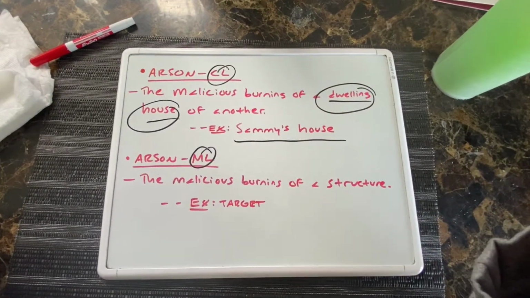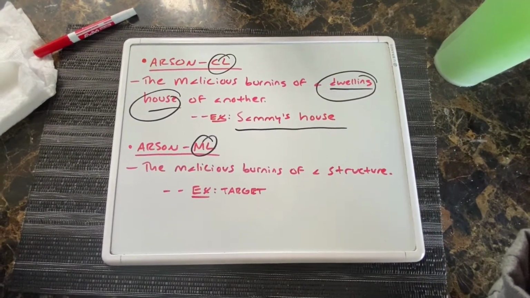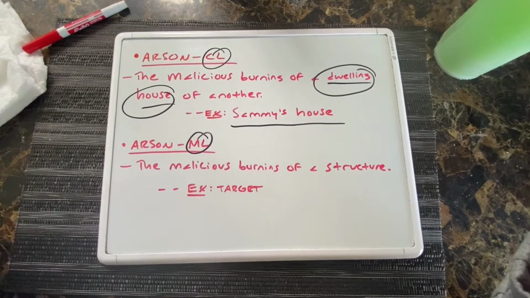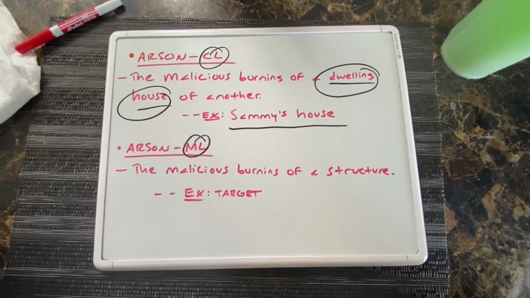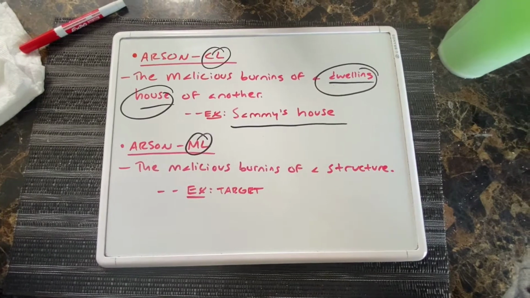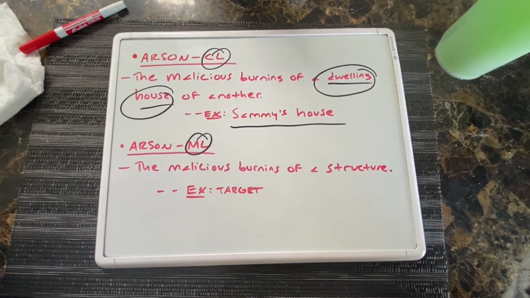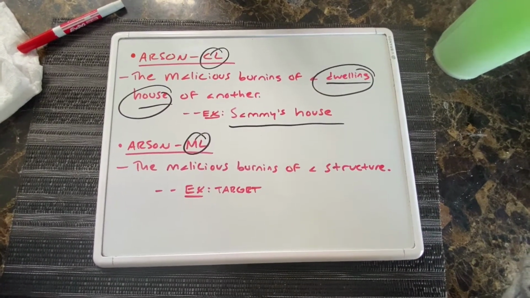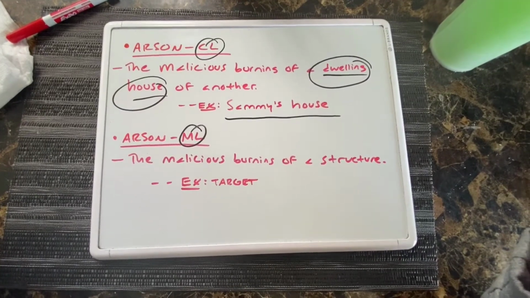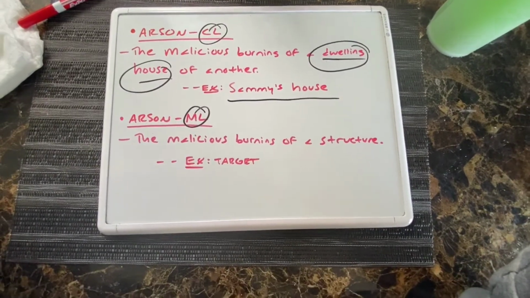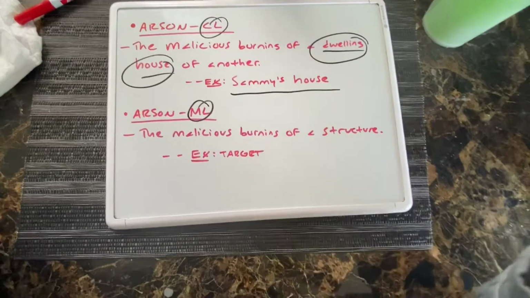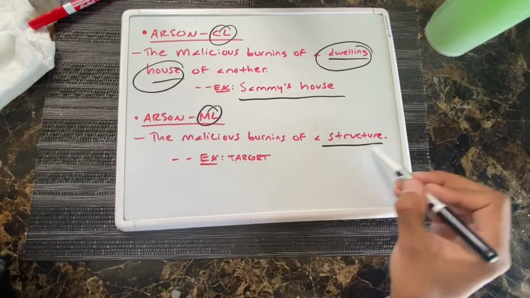It must be a dwelling house of another. It can be an apartment, it could be someone's house, it can be even a homeless person's tent. As long as it is a dwelling of another, that is exactly what is needed for arson under the common law. So when we get into arson under the modern law, it is the malicious burning of a structure of another.